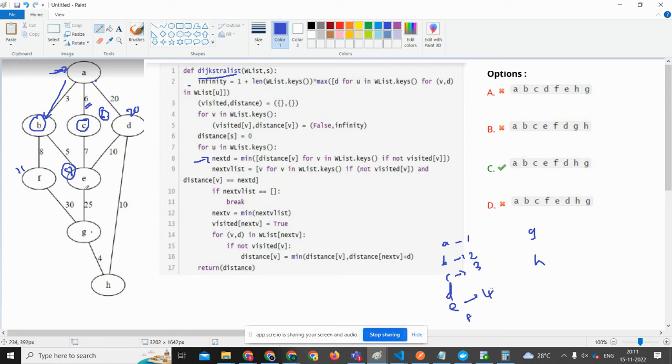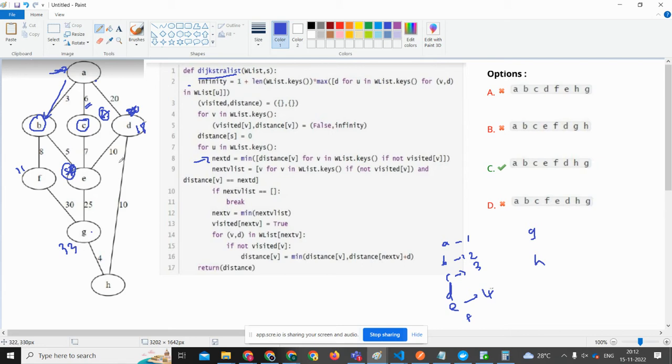So updating G, what will you update G as? It is 33, 8 plus 25. Okay. Similarly for D, now you have 20, but if you come through this way, you will reach it much earlier. You'll reach it at 18 itself. So update it to 18. Now you have 18, and this is already visited, so you don't need to worry about this.